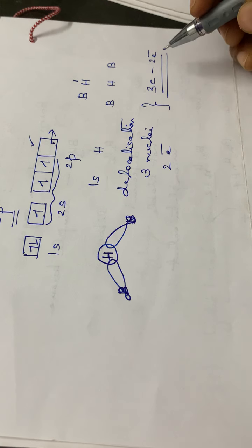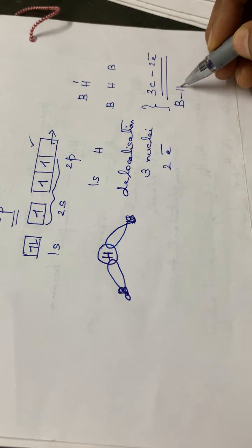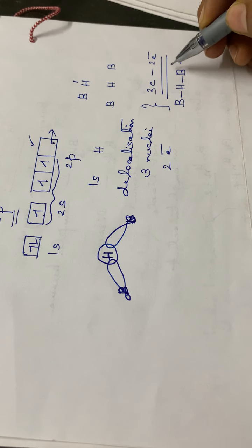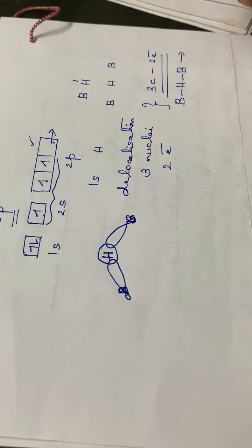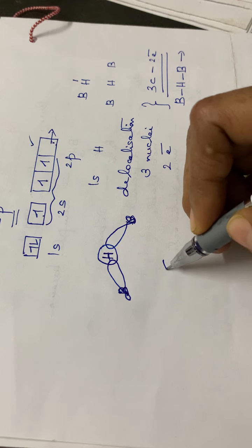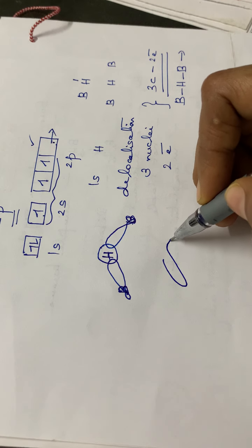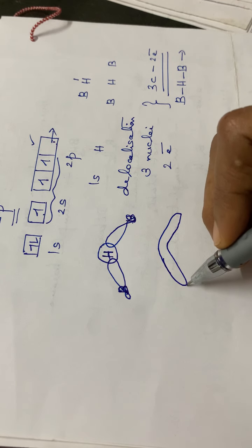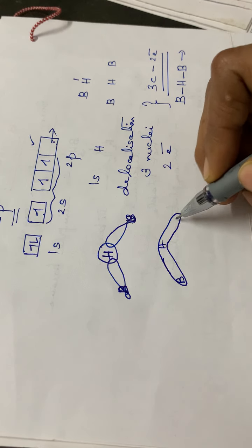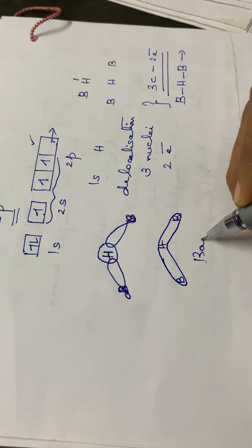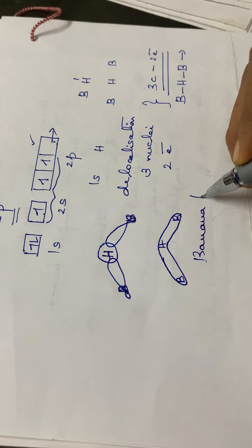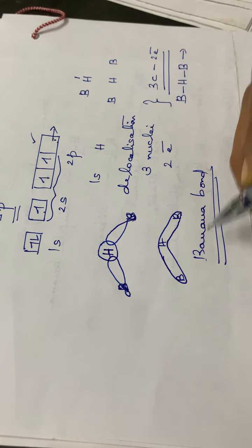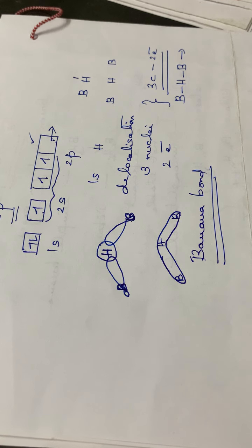Normally we can call the BHB bond, or the bridged bond, a 3 center 2 electron bond, or otherwise we can call it a banana bond. This is just the shape of a banana, BHB. So it is called a BHB bond or a banana bond. Okay, so this is regarding the structure of diborane.